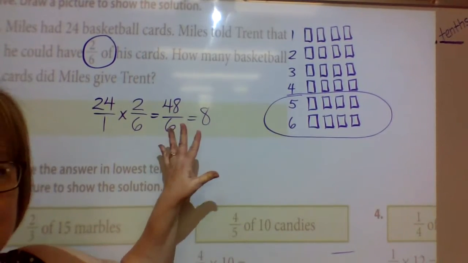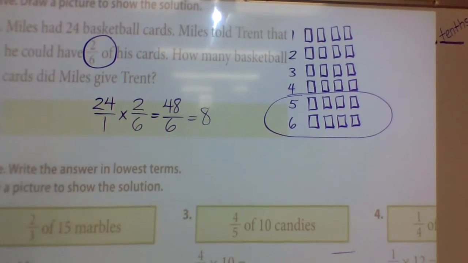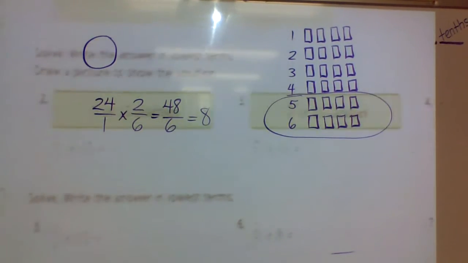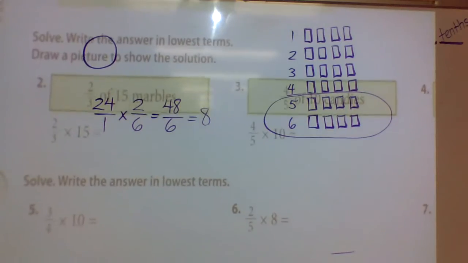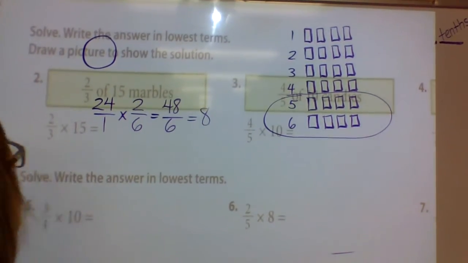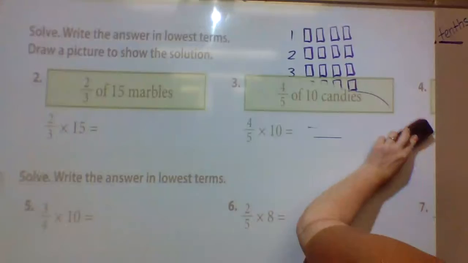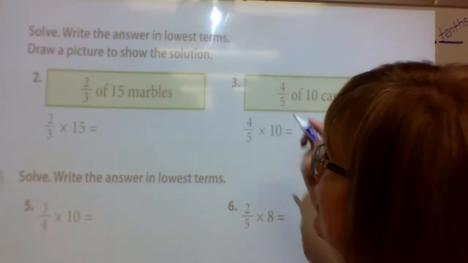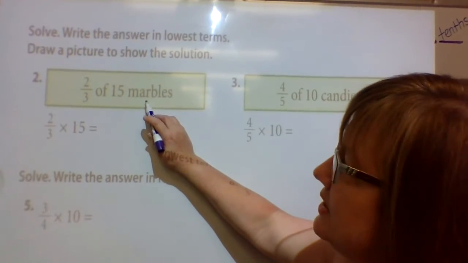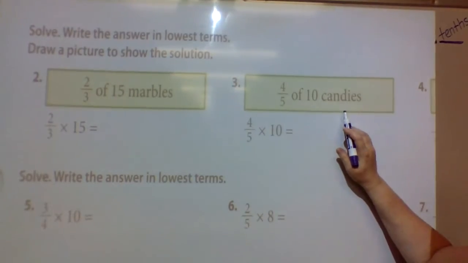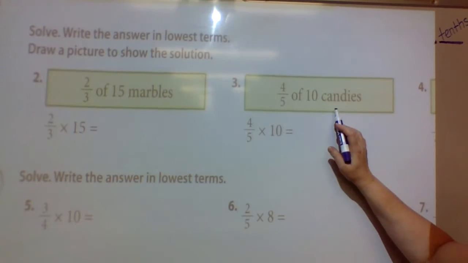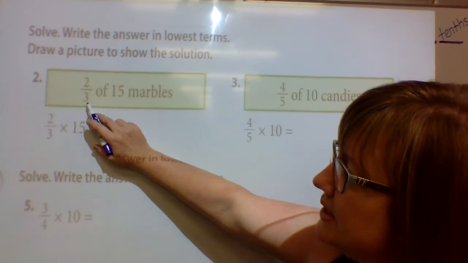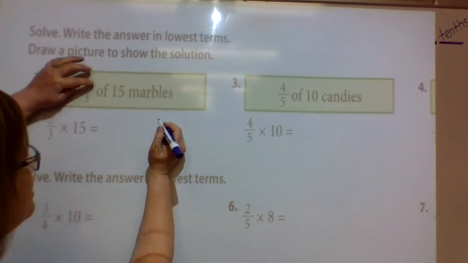Okay, so see, this is what we're doing here. Now, come down to the bottom underneath that, and it says to solve, write the answer in lowest terms, draw a picture to show the solution. So you're going to do the exact same thing that we just did. This one's going to be marbles, and this one's going to be candies. So use the 2/3. You're going to need 3 groups. So we're going to draw 3 groups. I'll go ahead and help you.